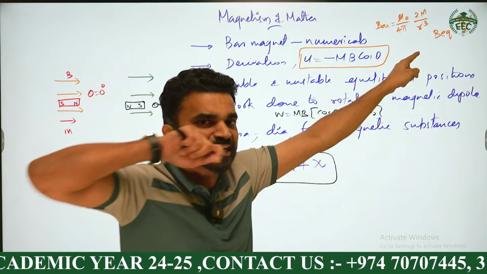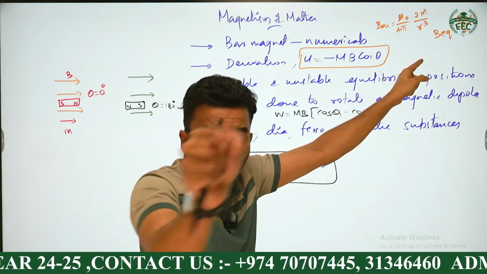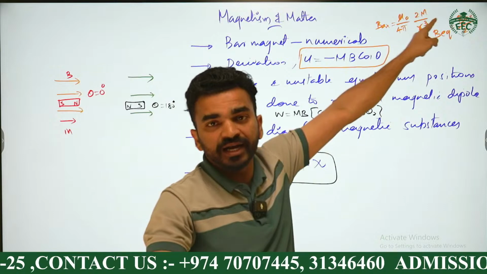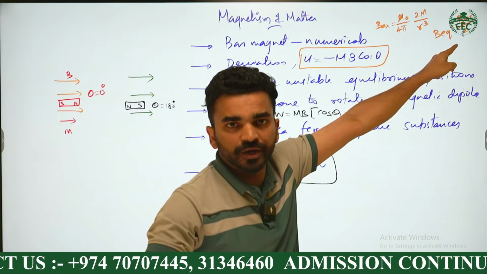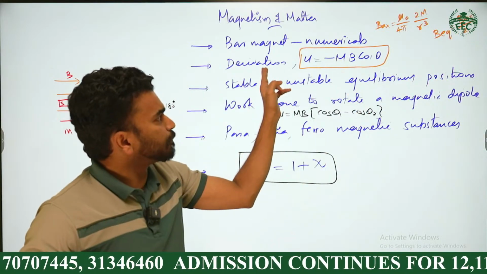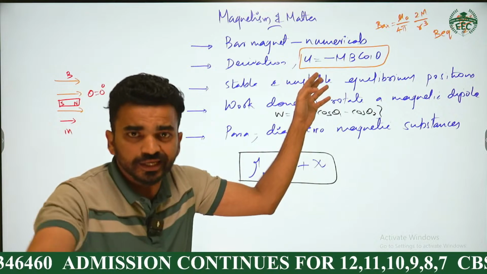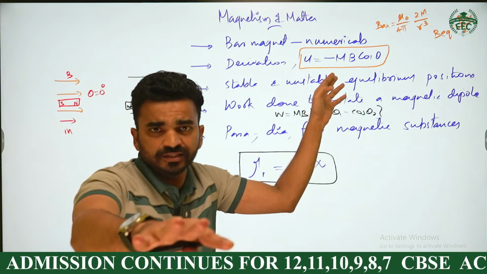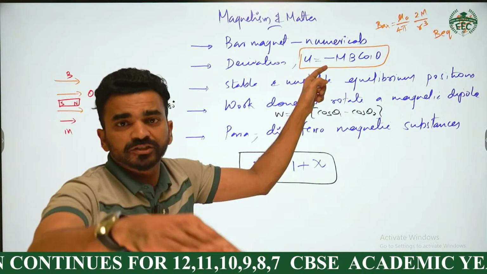Like you learned the electric field at the axial point, 1 by 4 pi epsilon 0 times 2 p by r cube. Similarly, magnetic moment, okay, magnetic moment is m: axial field, equatorial field. Okay, remember that. Equatorial field is axial field by 2. That's fine. Then potential energy derivation. Like how you did the electric dipole potential energy derivation, similarly you have to do the bar magnet potential energy also.